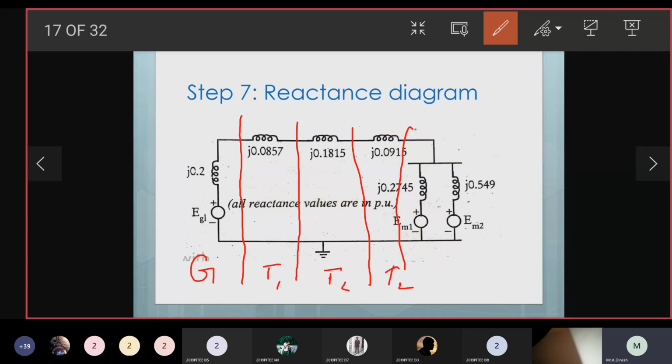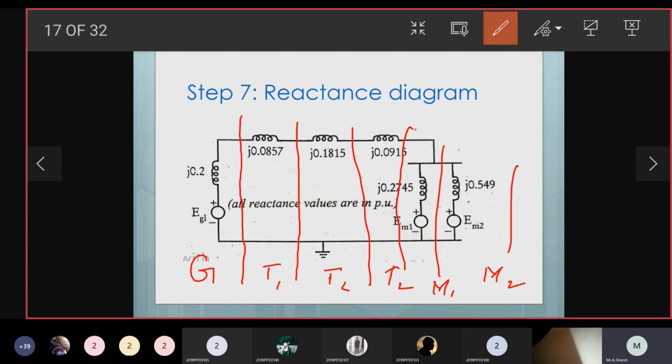For T2, the two synchronous motors are in parallel, so we have M1 as well as M2. The equivalent for M1 is a back EMF in series with your reactance. So the two series branches are connected in parallel with your T2: j0.2745 in parallel with j0.549. This is for motor 1 and this is for your motor 2. In this manner, we have to draw the reactance diagram.